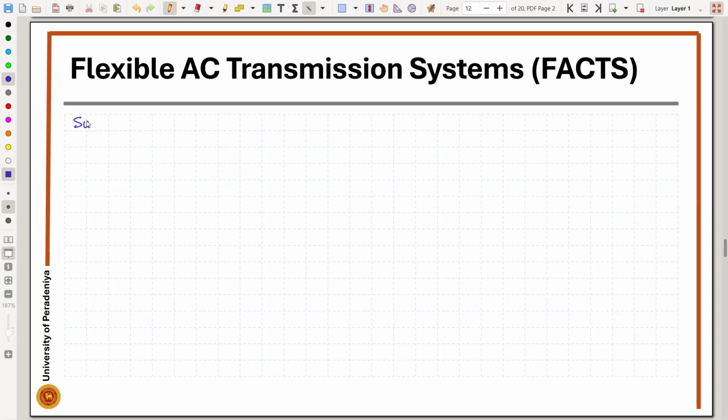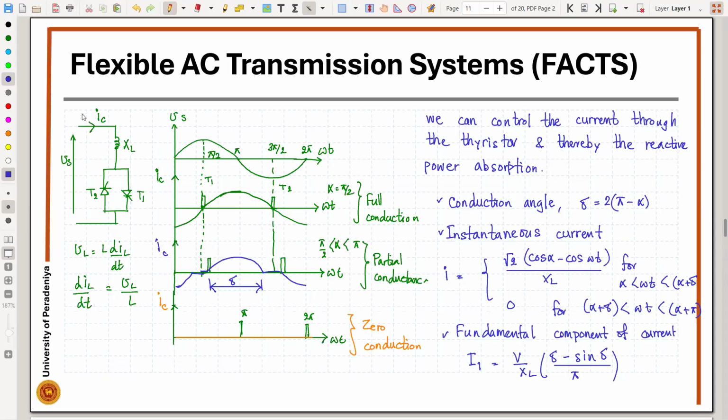Sir, excuse me. Yep. Sir, should we memorize these equations for the fundamental component of the current? Yeah, you can. They are not complex equations.